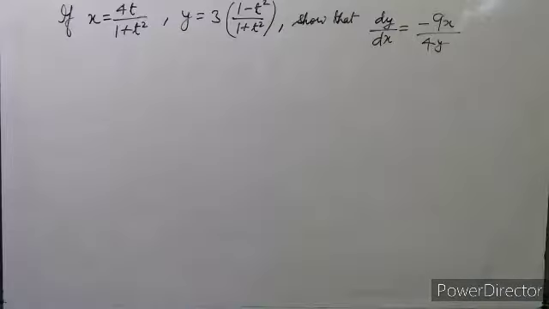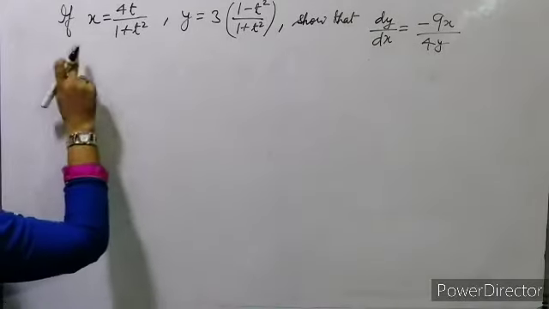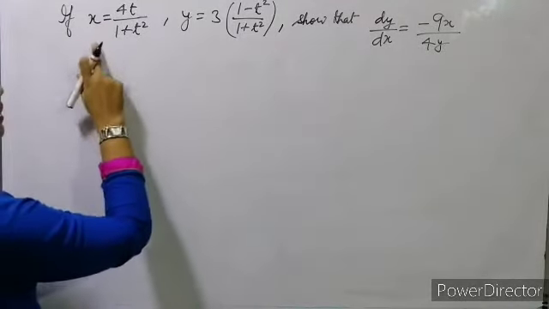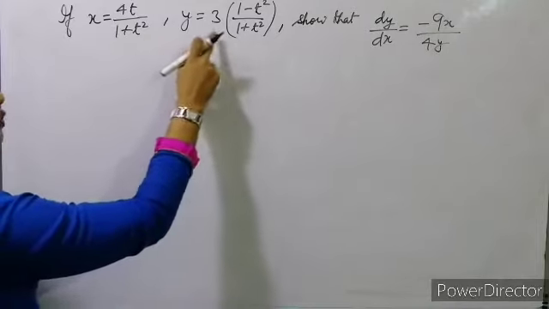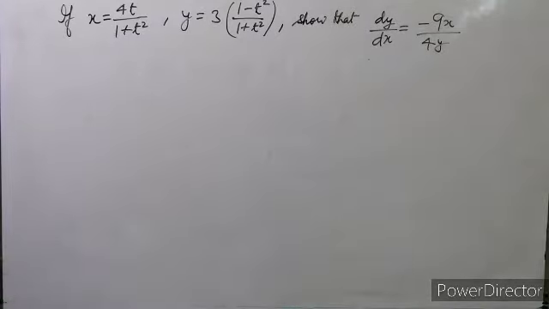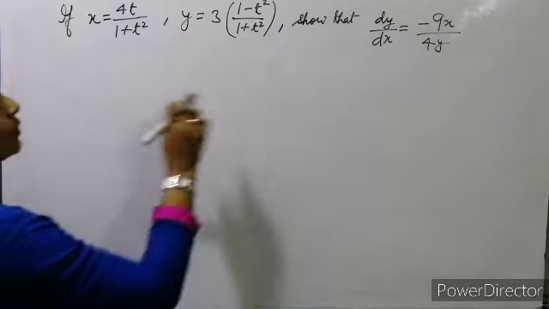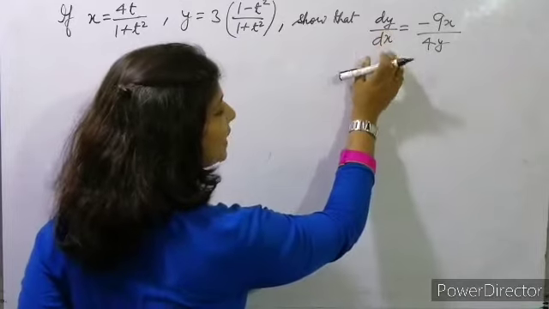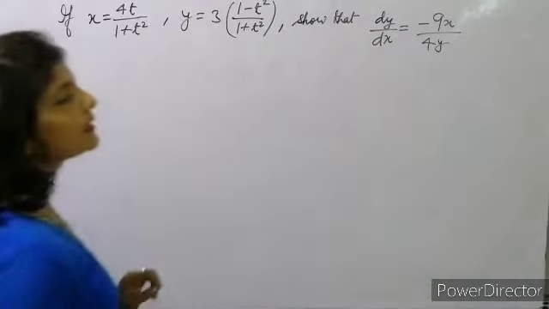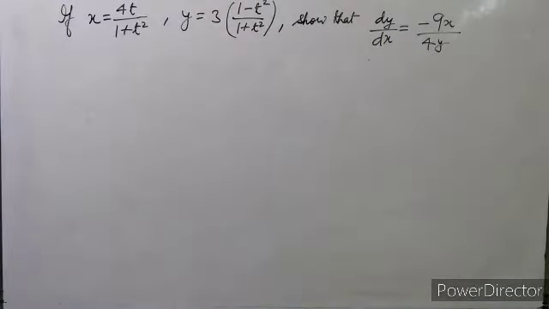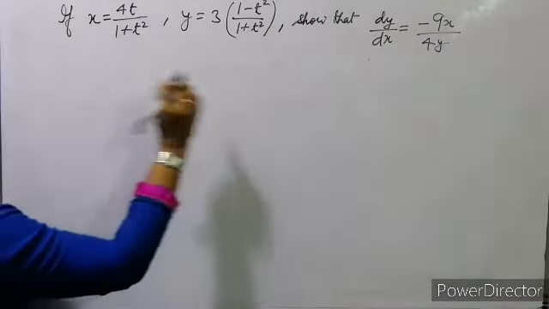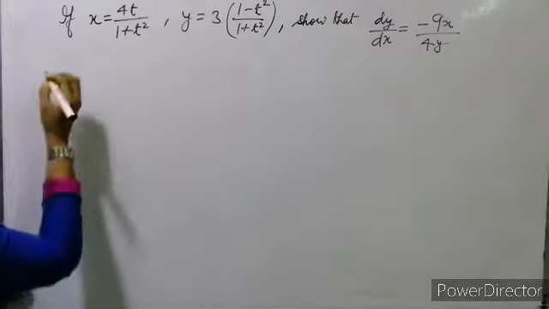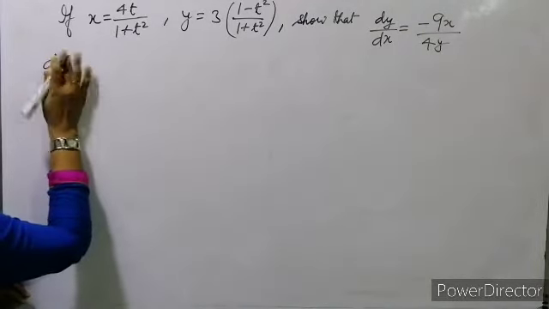Okay. So we have a question: if x is a function of t and y is a function of t, x is equal to 4t upon 1 plus t square, and y is equal to 3 into 1 minus t square upon 1 plus t square. You have to show that dy by dx is equal to -9x upon 4y. So we have to show that dy upon dx is equal to -9x upon 4y.